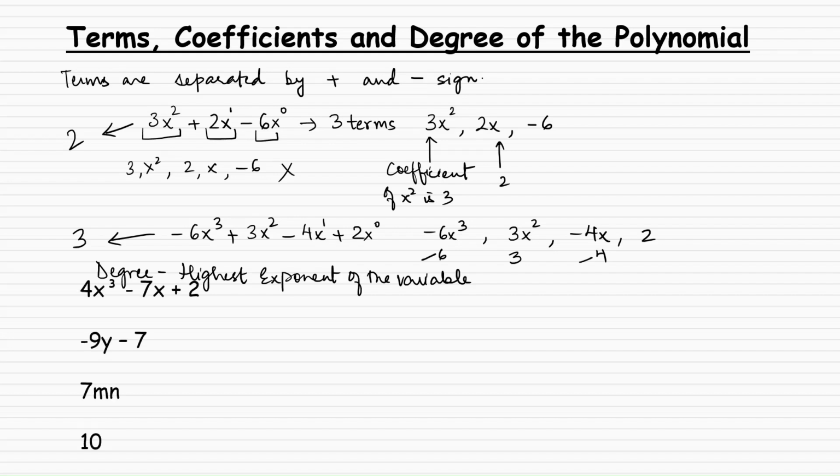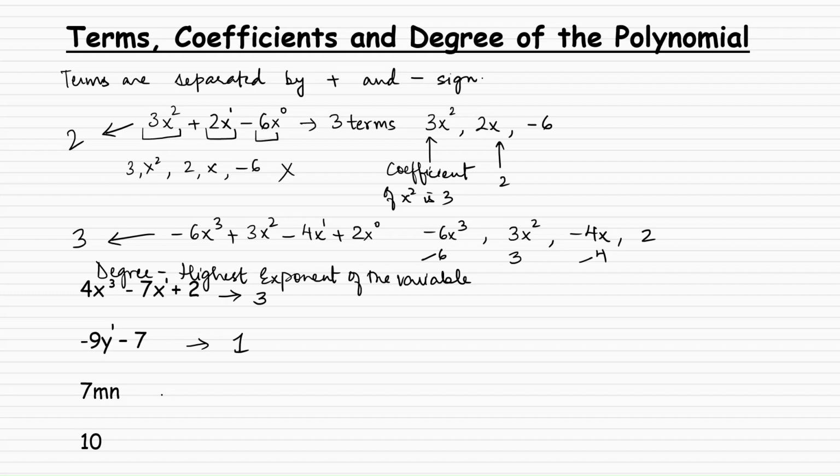Now let's look at these questions. 4x cube minus 7x plus 2. What is the degree in this case? Look at the variable x. 3. What is here? 1, and 2 is a constant term. So the degree of this polynomial is 3. What about this one? Negative 9y minus 7. The variable is y and the exponent is 1. So the degree is 1.